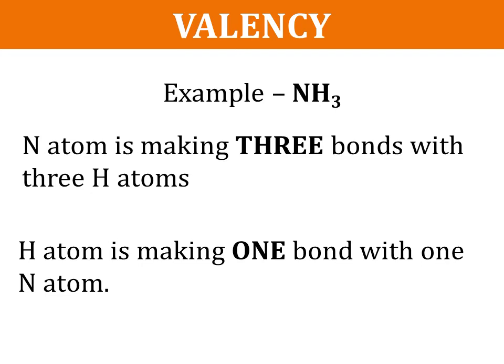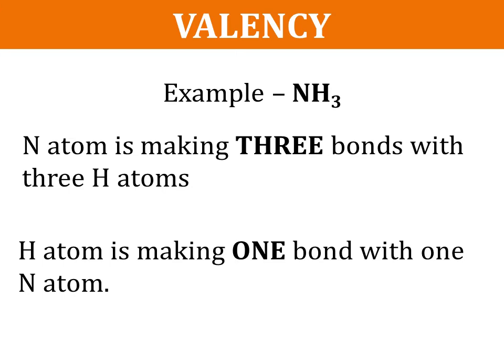But what about hydrogen? From the perspective of the hydrogen atom, it's making 1 bond with 1 nitrogen atom. It's not having multiple nitrogen atoms, like 2, 3, 4, 5. It's having 1 nitrogen atom, and hence it's having 1 bond. Do not consider that three hydrogen atoms are making 3 bonds; from the perspective of each hydrogen atom, it's making 1 bond with 1 nitrogen atom.